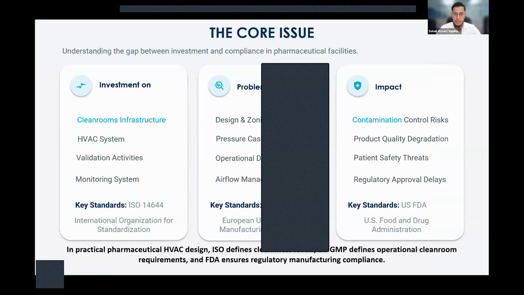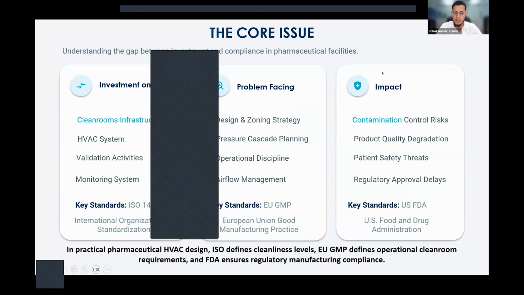As per the international cleanroom regulations, cleanrooms are focused on ISO 14644, EU GMP standards, and US FDA standards. For practical pharmaceutical HVAC design, ISO defines the cleanliness level, EU GMP defines the operational cleanroom requirements, and the FDA ensures regulatory pharmaceutical compliance.